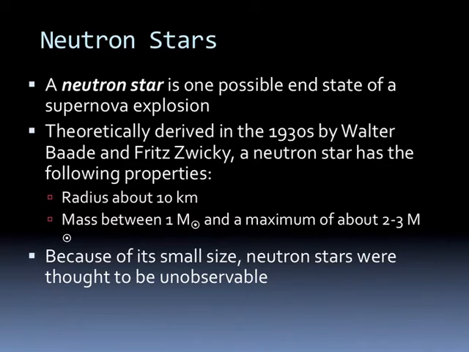A neutron star is one possible end state of a supernova explosion. Now, it was theoretically derived in the 30s by Walter Baade and Fritz Zwicky, and a neutron star has the following properties: a radius of about 10 kilometers, a mass between 1 solar mass and a maximum of 2 to 3 solar masses. Because of its small size, neutron stars were thought to be unobservable.